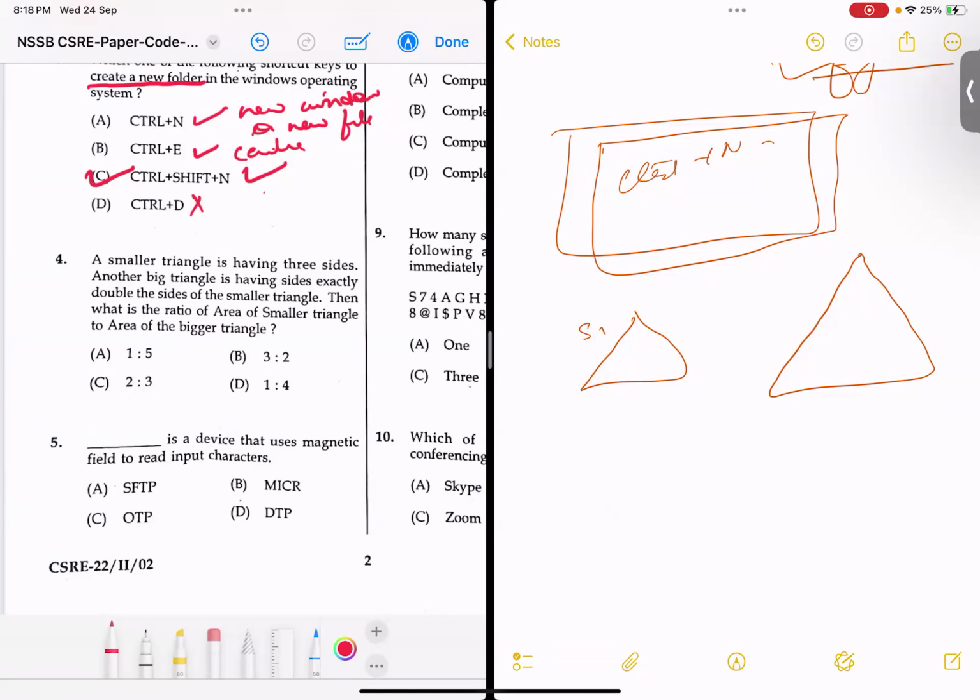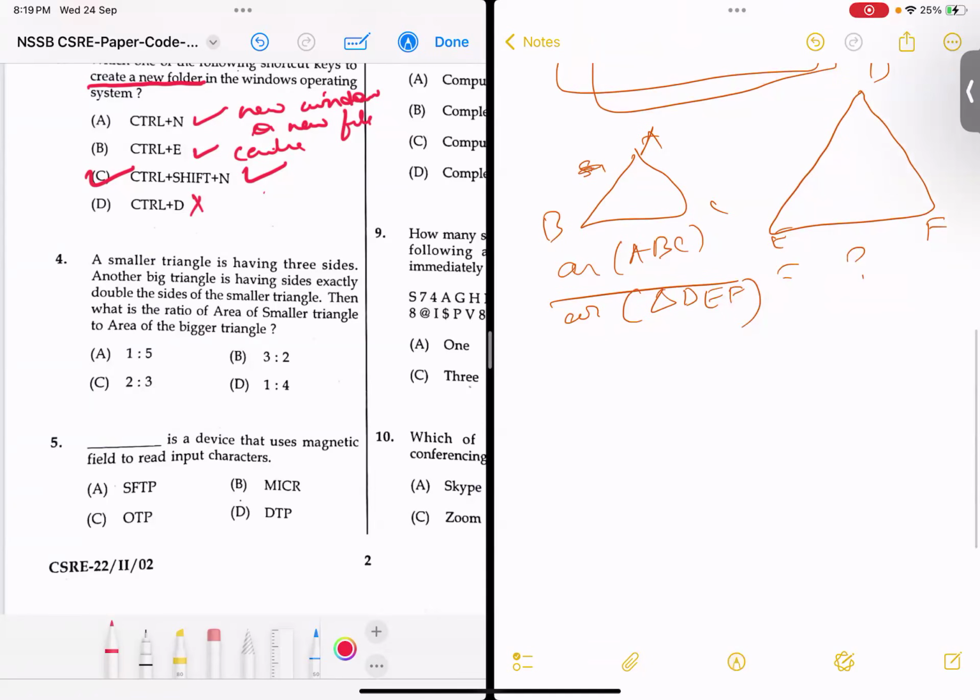We don't know the sides, and we don't know what the areas are. But what they're asking us to find is the ratio of the area of triangle ABC to the area of the bigger triangle, triangle DEF.